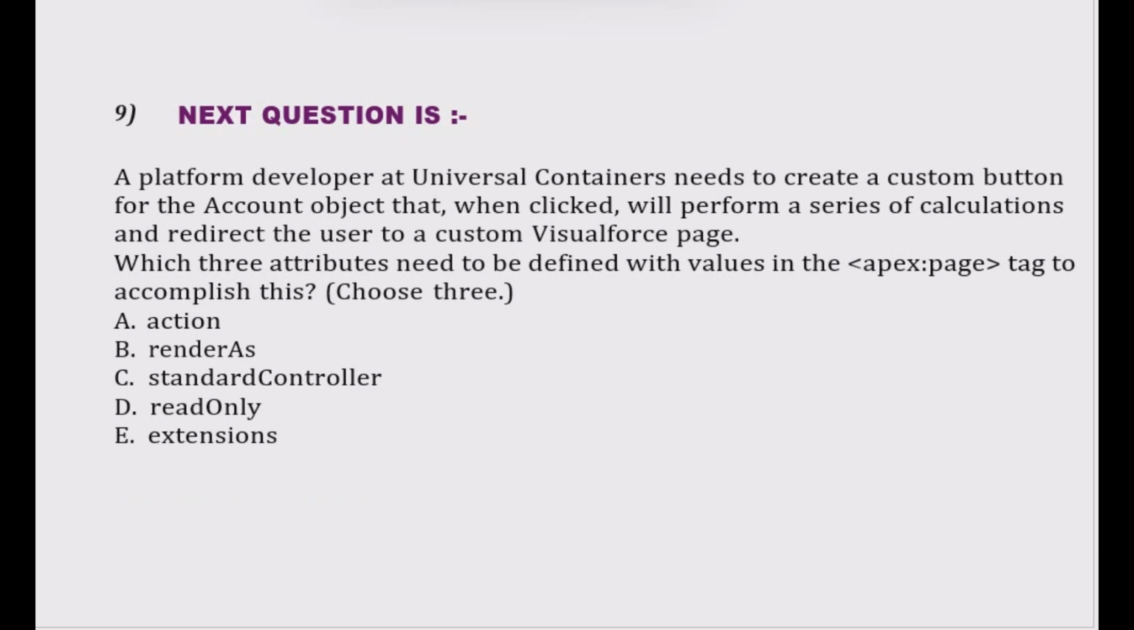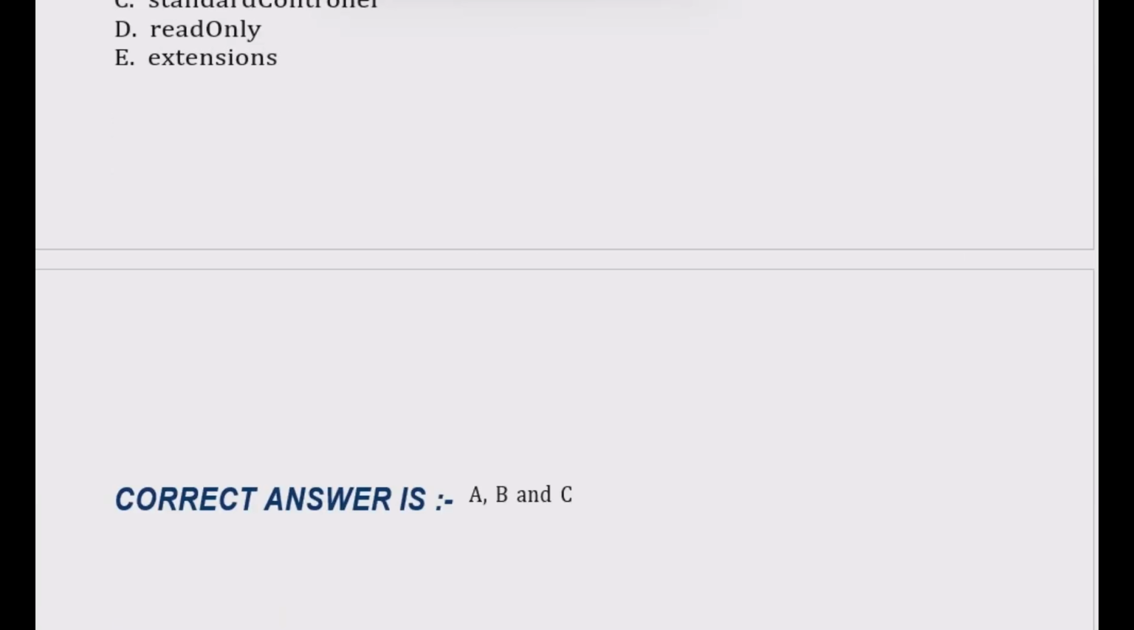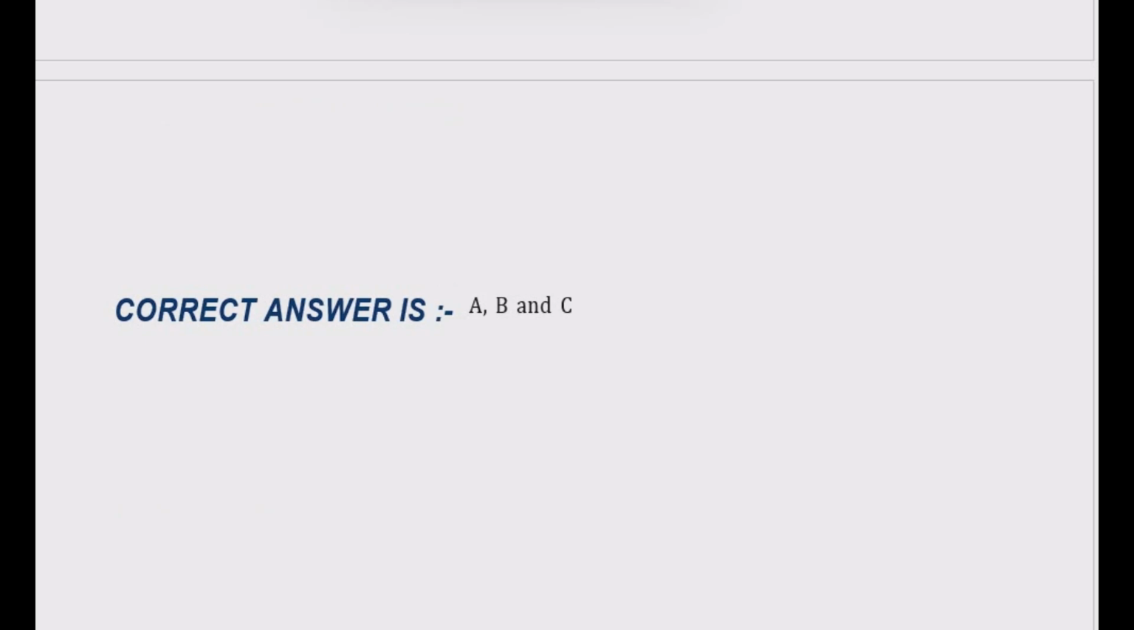Question is a platform developer at Universal Containers needs to create a custom button for the account object that, when clicked, will perform a series of calculations and redirect the user to a custom Visualforce page. Which three attributes need to be defined in the apex:page tag to accomplish this? Choose three options. Option A, action. Option B, renderAs. Option C, standardController. Option D, readOnly. Option E, extensions. Correct answer is option A, B, and option C.